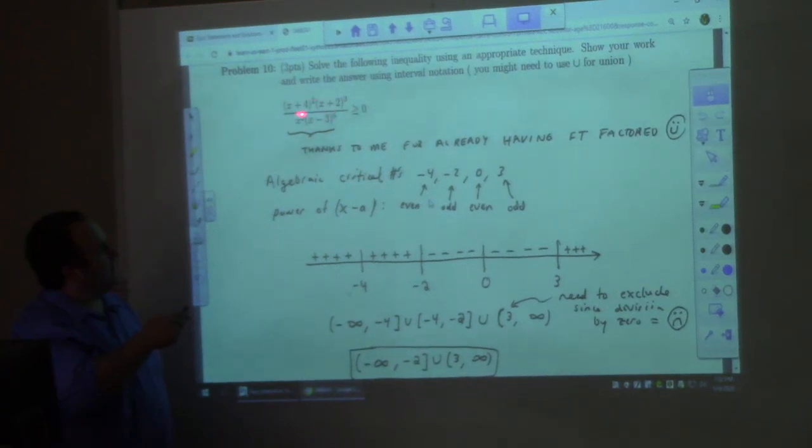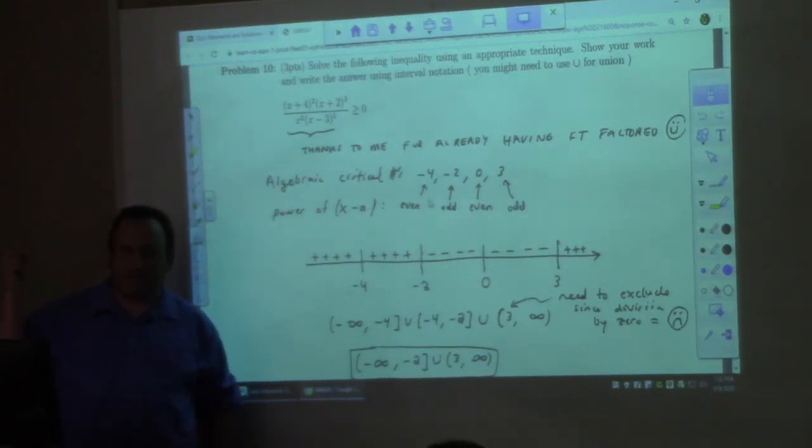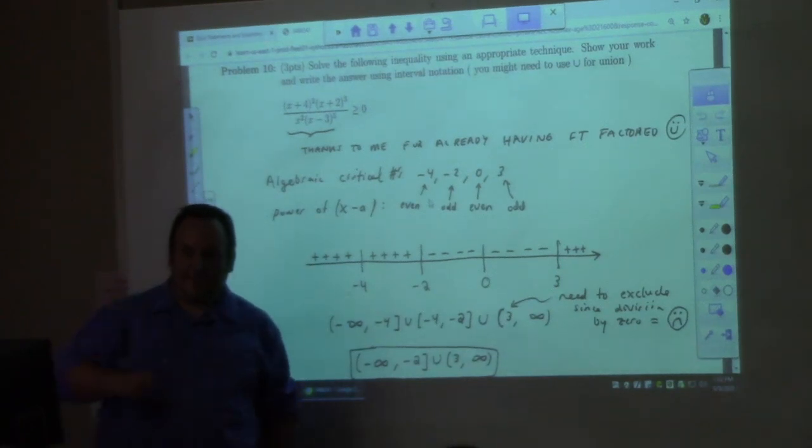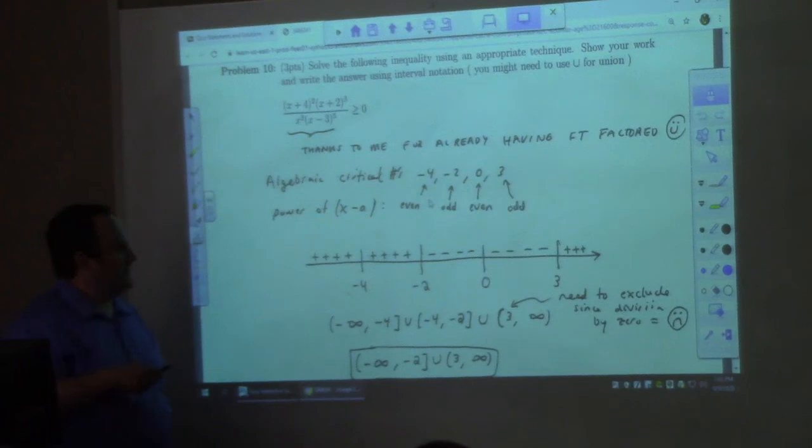So the even ones basically never change sign. We can essentially ignore them. And we just have to focus on the odd ones flipping signs, right? So here's the number line with the algebraic critical numbers. It is important to put down the ones that correspond to 0 because you might need to exclude them or include them depending on whether you're looking at something in the denominator or something in the numerator, right? Division by 0, bad. Multiplication by 0, not bad.